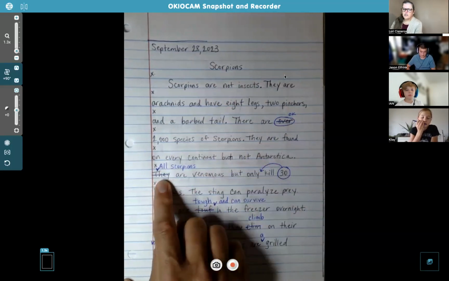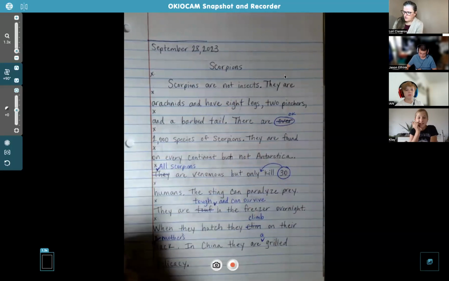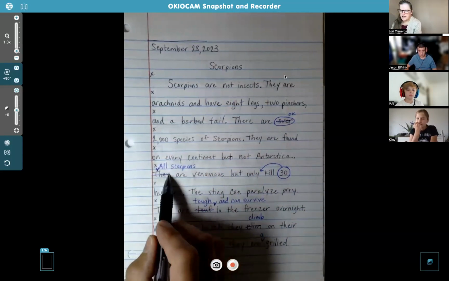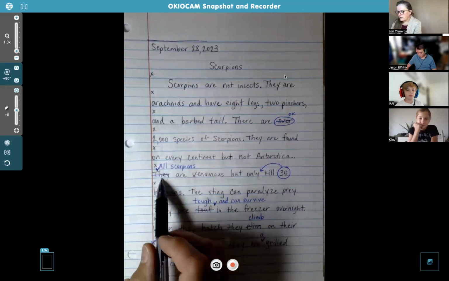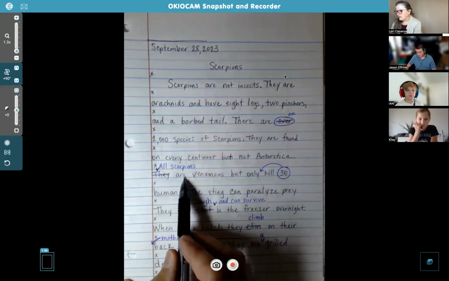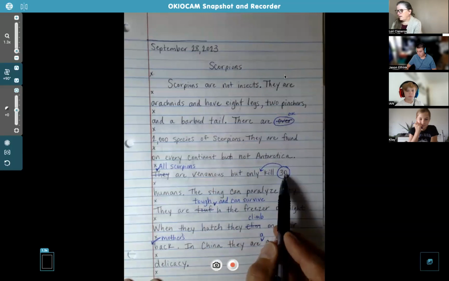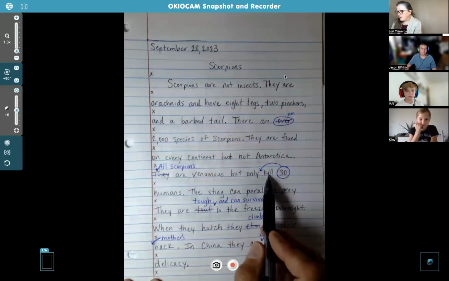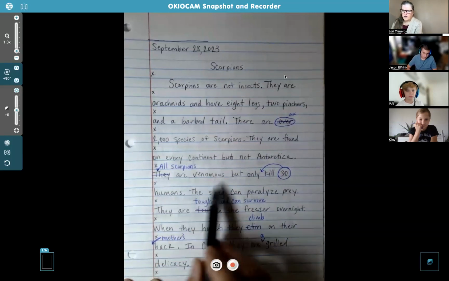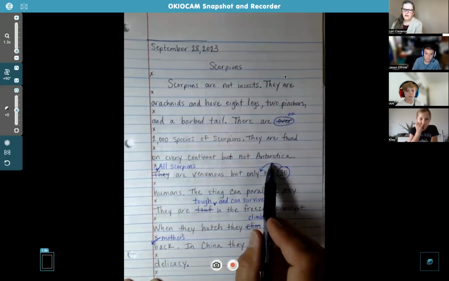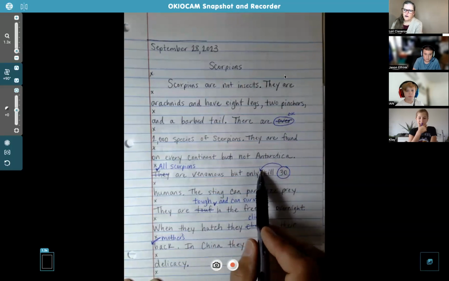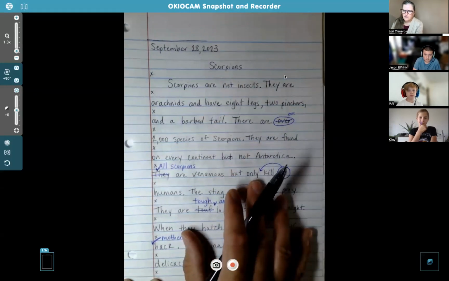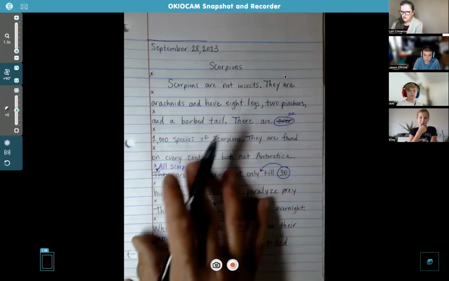And then I changed this. See how I just did one line through my mistake? And I wanted to change it to say all scorpions. So now it says all scorpions are venomous, but only 30 kill humans. Okay, so I moved that number 30 over and I just circled it and I drew an arrow. I just want to show you when you're writing, it's okay to make these changes.